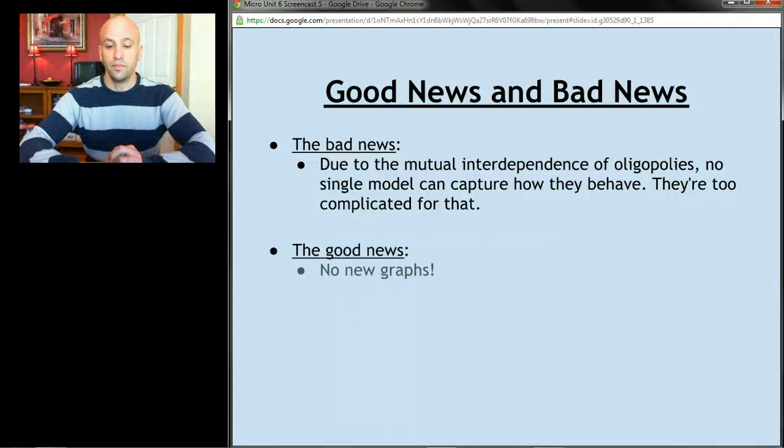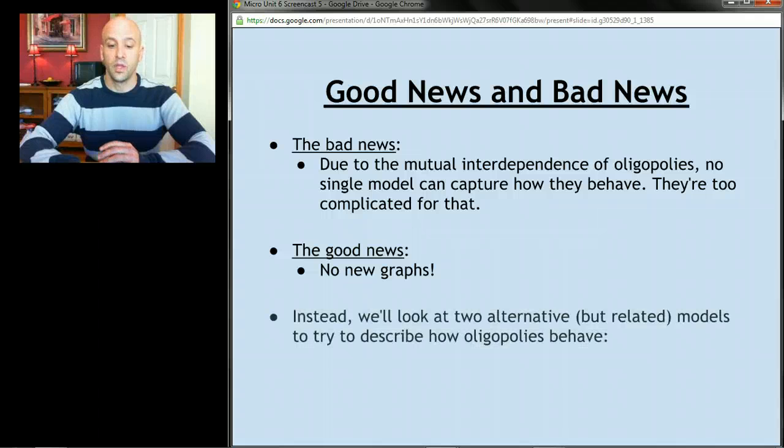Well, the good news, no new graphs for oligopolies. So if you got tired of this whole graphical analysis, you'll be happy. There's just no one graph for how oligopolists behave, act, and operate. So instead, we're going to look at two alternative but very closely related models to try to describe how it is that oligopolists actually behave.